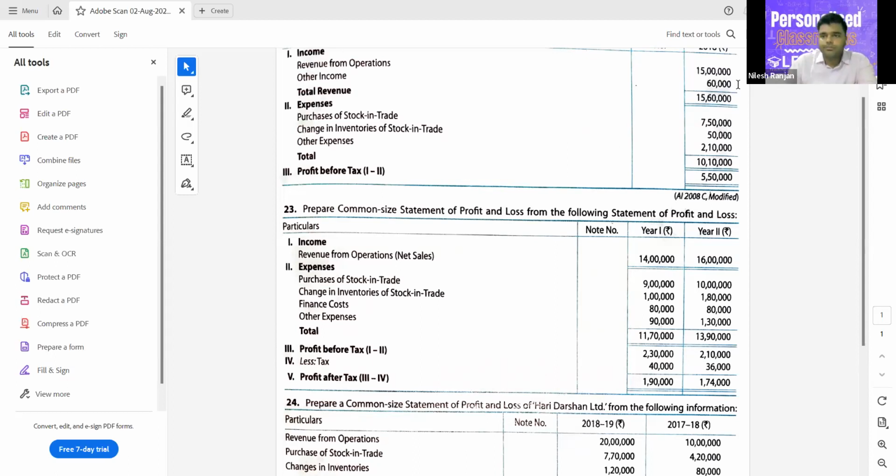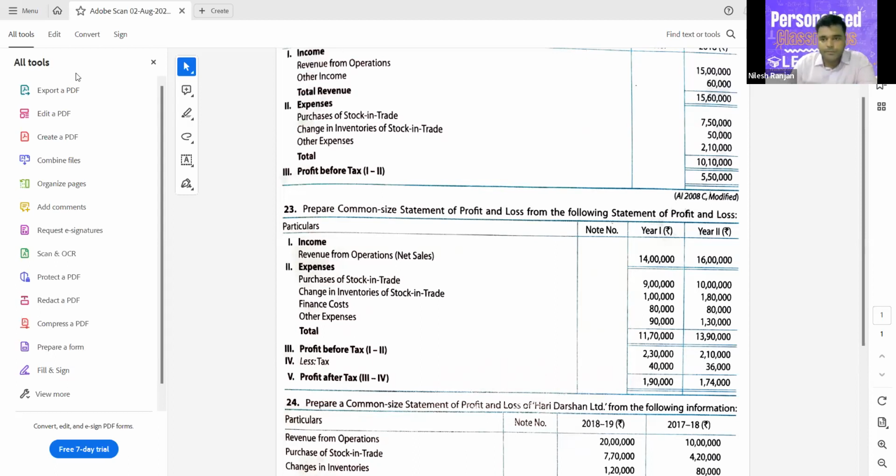So first of all, which year is current year and which year is previous year, there is no consideration for this information because we don't need to compare these two. Okay, we are not preparing comparative statement. We have to do the separate percentage calculation for each year. So there is no consideration of previous year or current year.